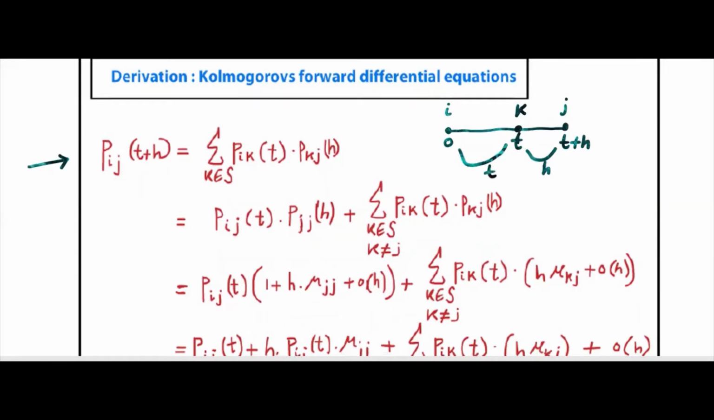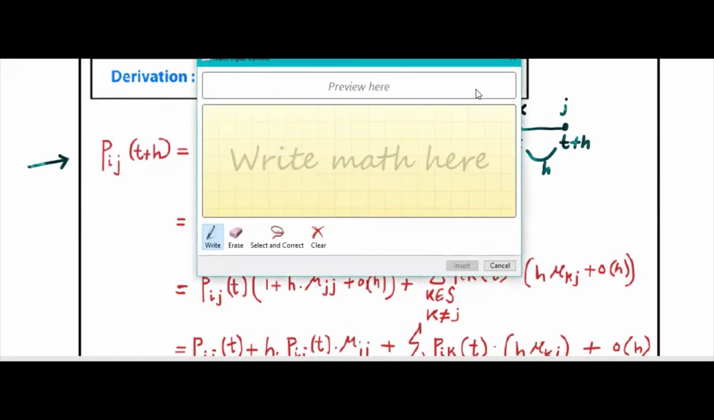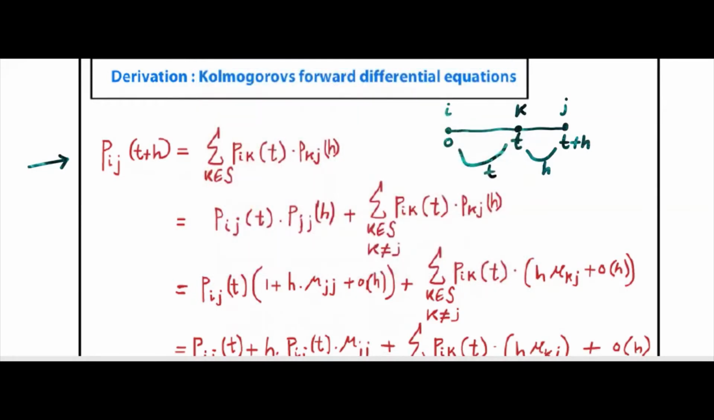Now this is the first line. We know this. So this is important, Kolmogorov's equation.